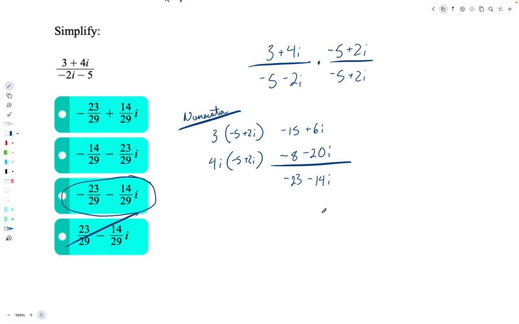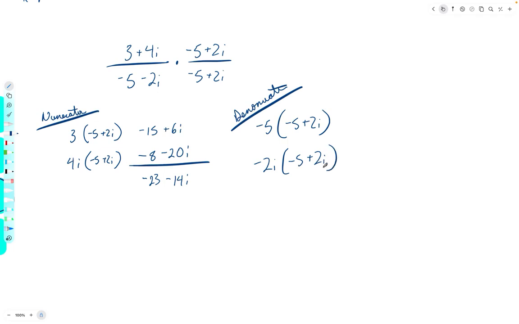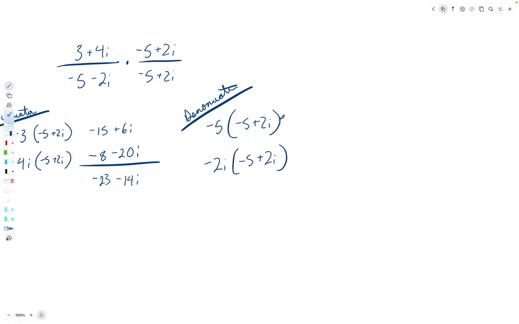But I'm going to go ahead and do the denominator just for the sake of showing you how we get there. Denominator. I can't spell today. So you got -5 times (-5 + 2i), and then you've got -2i times (-5 + 2i). All right. So negative times negative is a 25, and then that would be minus 10i.